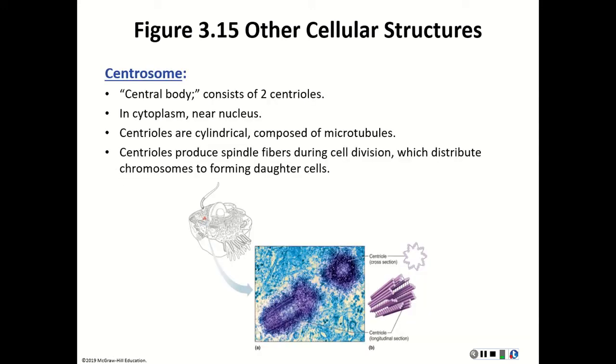So each centrosome is made out of two centrioles, and those are very close to the nucleus, and they really don't have a function until the cell is ready to divide. And then you'll see that each centrosome will go to one side of the cell and help in the process of dividing the chromosomes, so help in the process of mitosis.